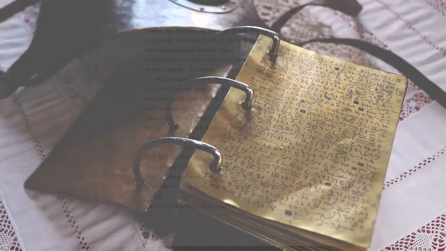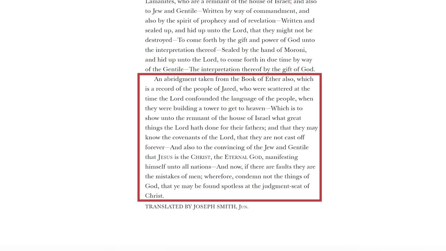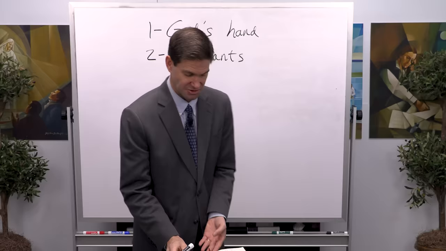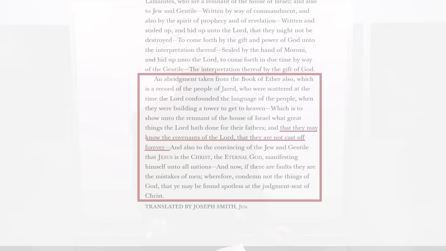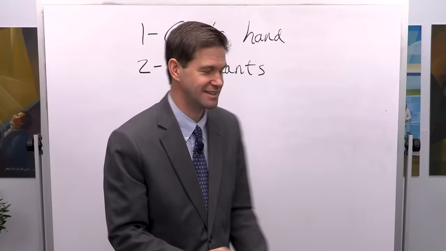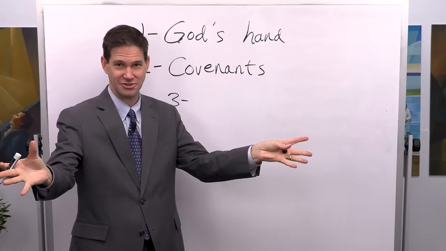It's beautiful. And now for the third reason why we need the Book of Mormon, that they are not cast off forever. So it's this sub reason. It's a tag on to the covenant. Look at the wording there carefully. That they may know the covenants of the Lord, that they are not cast off forever. It goes with this covenant that God has not forsaken you and he's not cast you off forever.